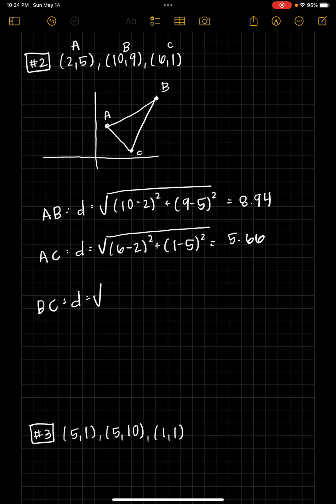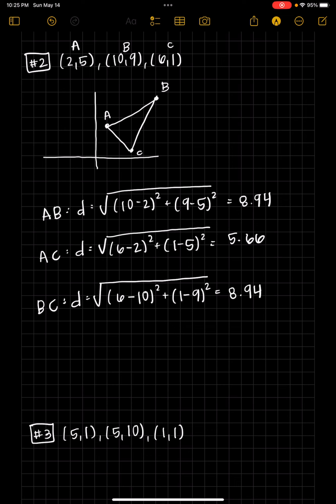So now let's do from B to C. C is my last point, or my second point. So I'm going to say 6 minus 10 squared plus 1 minus 9 squared, which gives me, let's see, 8.94 again.